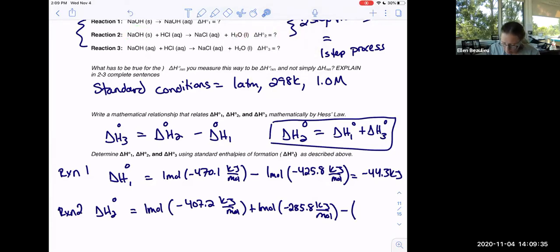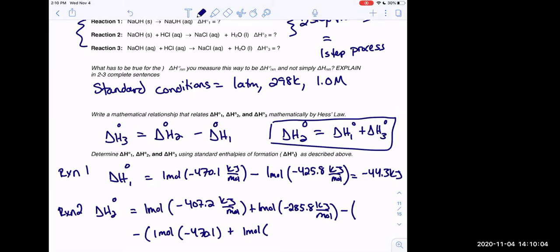I've got sodium hydroxide solid and hydrochloric acid aqueous. Okay, so I'm going to subtract. I'm going to put it down here because I'm running out of room. 1 mole times sodium hydroxide solid from my earlier reaction was negative 470.1, plus 1 mole times hydrochloric acid aqueous. Mine's separated, I think, in my version of my book.